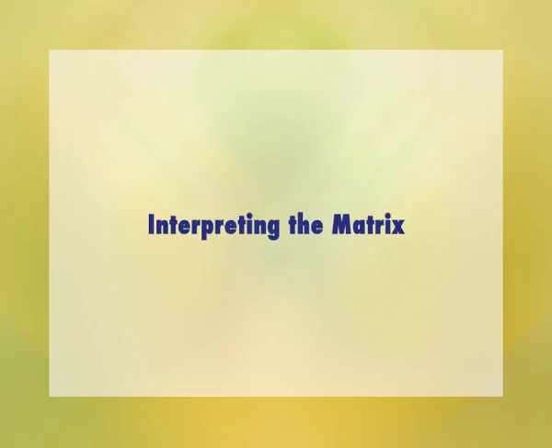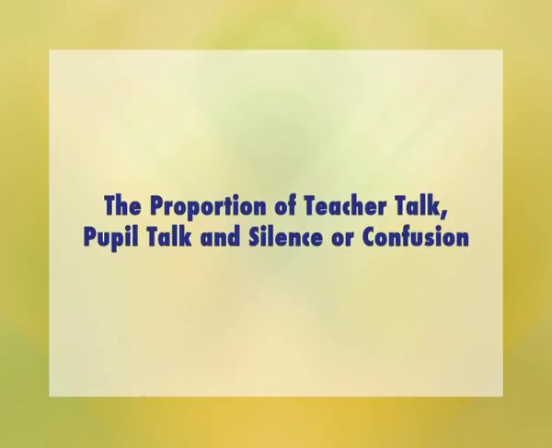Dear students, after tabulating the matrix, let us now understand how to interpret the matrix. Although several inferences can be drawn from the matrix, let us discuss a few of them here. Number 1, the proportion of teacher talk, pupil talk and silence or confusion. The proportion of tallies in columns 1, 2, 3, 4, 5, 6, 7, 8, 9 and column 10 to the total tallies indicates how much the teacher talks, the student talks and the time spent in silence or confusion.